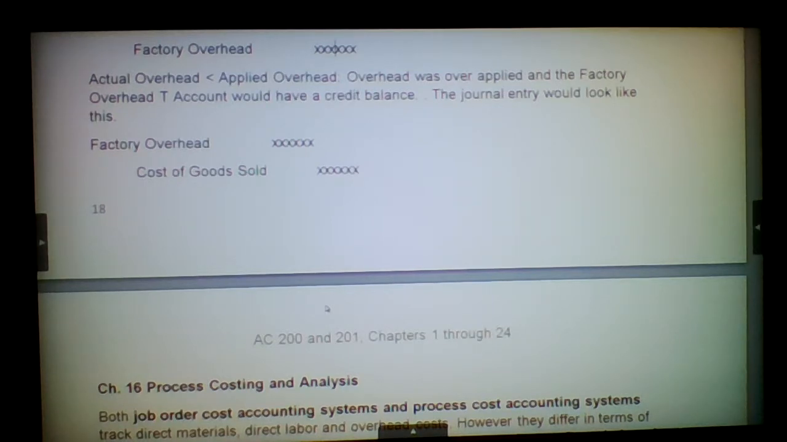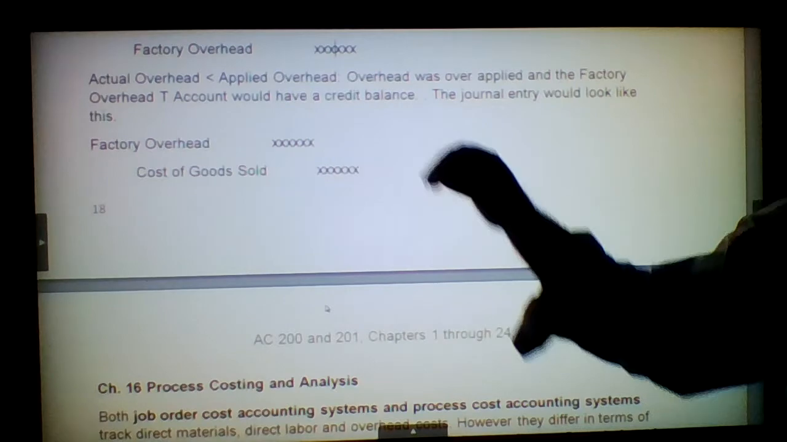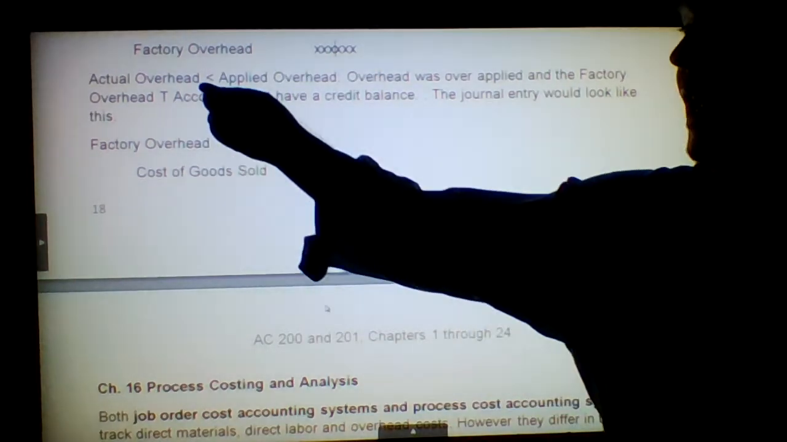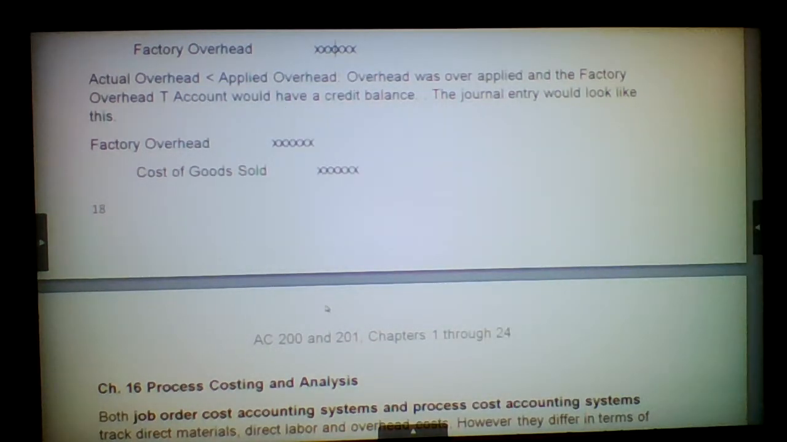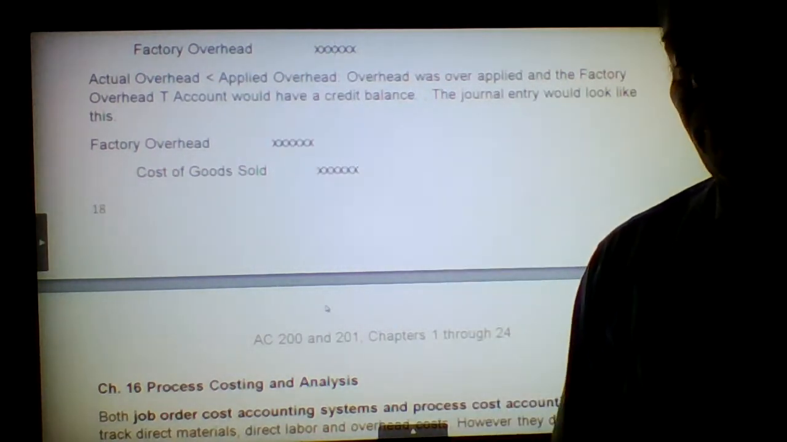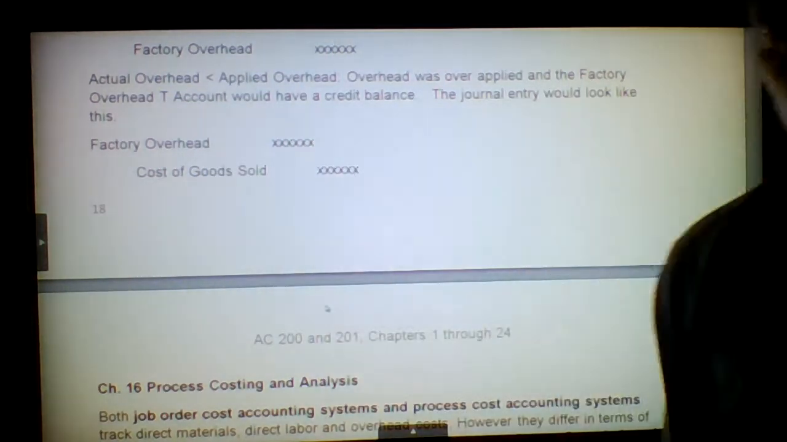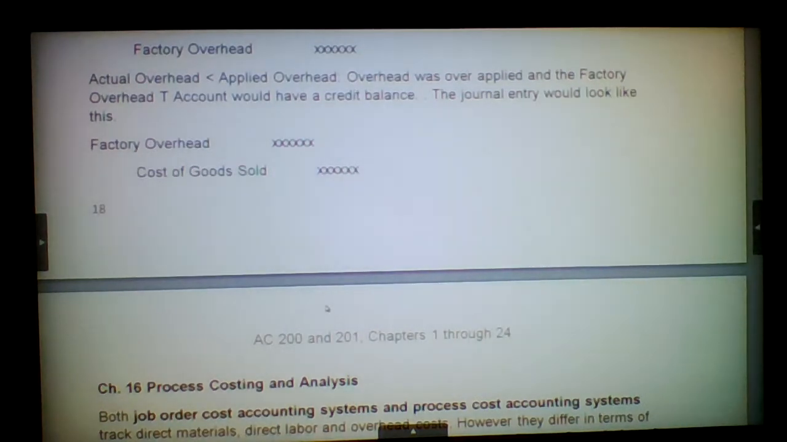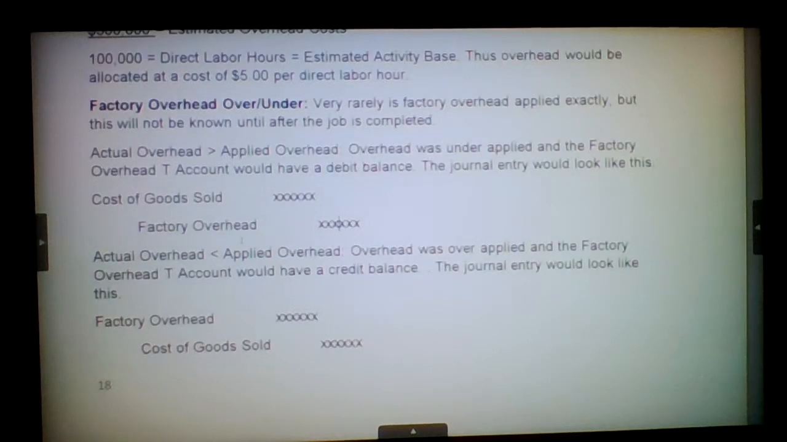This sounds like it's a great idea, but the problem is that eventually competitive prices are going to put you out of business because your prices are not going to be considered competitive if you're over applying overhead. So those are going to be the main topics that we discussed in chapter 15.